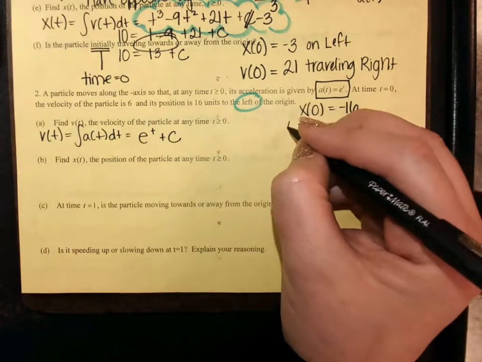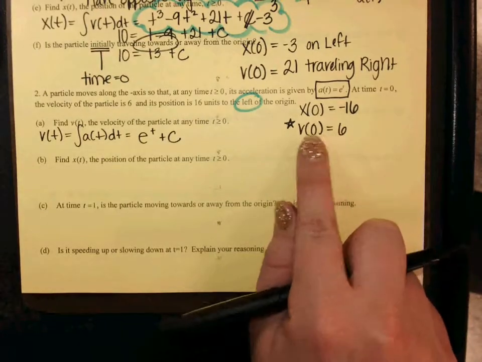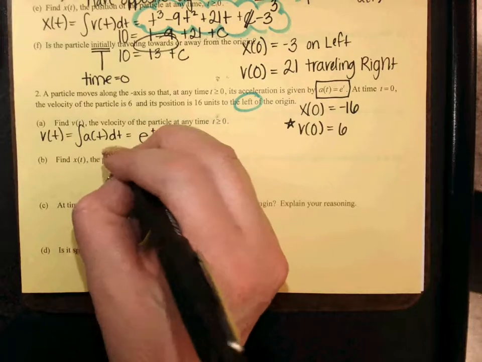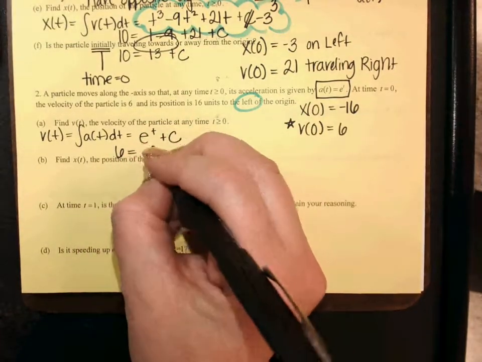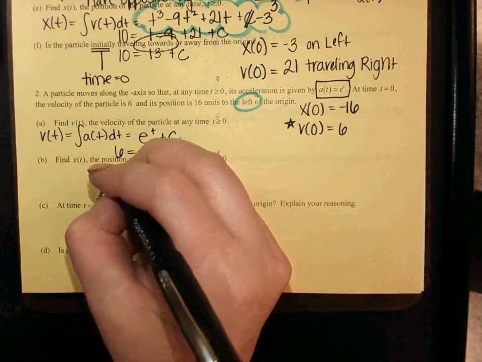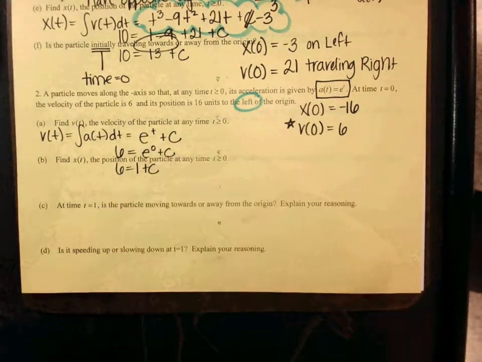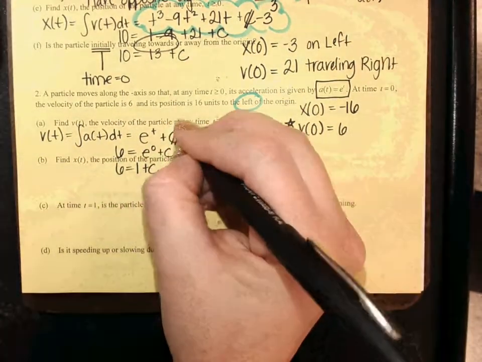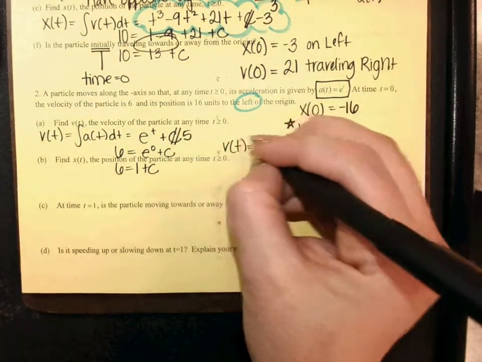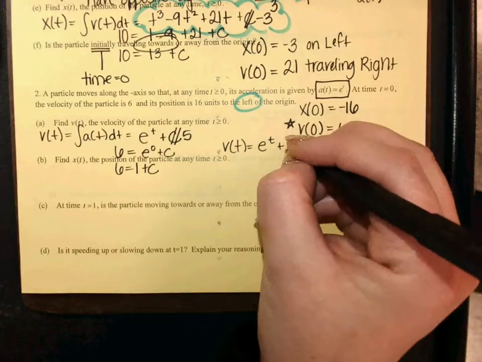Okay, from there, use your initial condition. You should be using the one for velocity, this one. Find that constant. You should not get 6. So I'd have 6 is the answer. When I plug in 0, what is e to the 0 though? 1. So then I have 6 equals 1 plus c, which means that c is 5. So I'm going to rewrite over here. My velocity is e to the t plus 5.